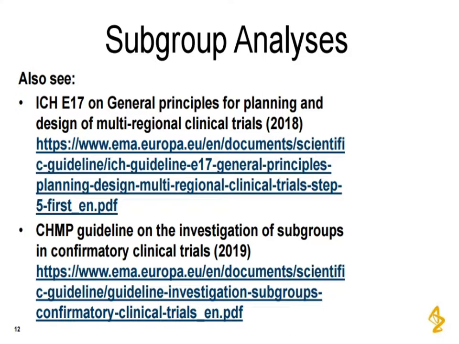The CHMP guideline on subgroups, which has recently been finalized, talks about those tricky situations I was alluding to just a minute ago. For example, imagine you did a trial that was statistically significant, but then you found a negative finding in a subgroup. What should you do about that? Or maybe the trial overall was not significant. Is it ever possible to rescue a failed trial by looking in a particular subgroup and finding a dramatic effect?